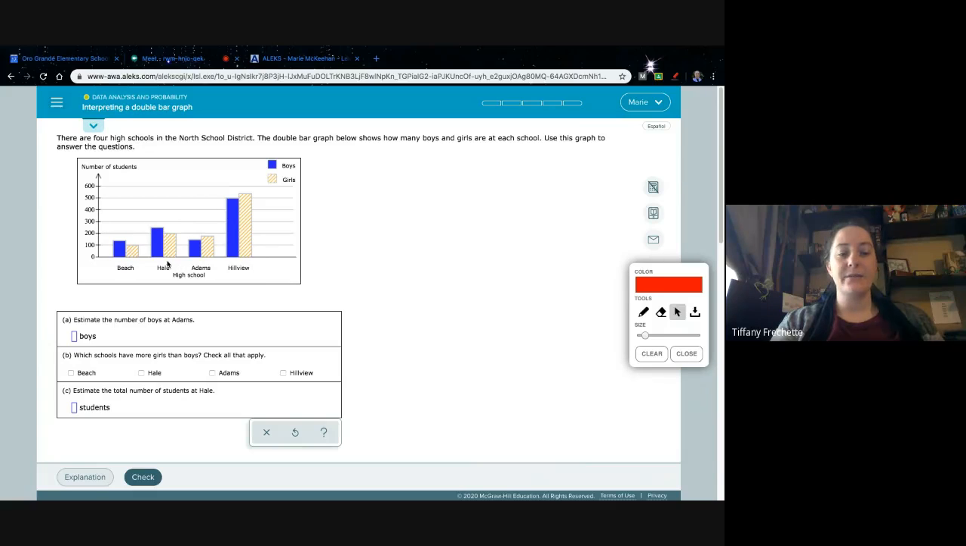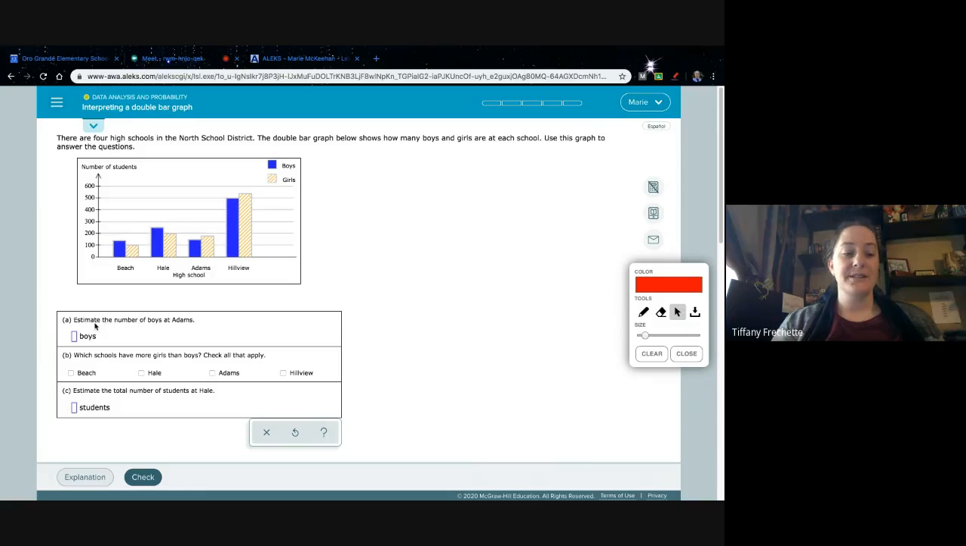Along the bottom, I have the four high schools. So Beach, Hale, Adams, and Hillview, because they told us there were 4 high schools. And then I have boy and girl. How do I know it's boy and girl? I look at the key. Boy is marked with blue, girl is marked with yellow stripes.